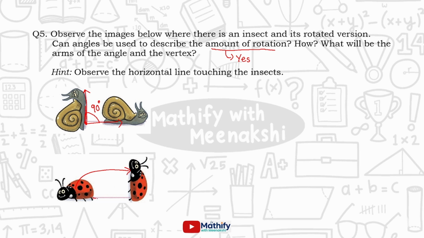Similarly, if you move this insect again clockwise like this, what will you get? Again, just see the angle between the horizontal line and the vertical line, and that's your vertex. They're asking what is the vertex? This is the vertex, and here also this is the vertex. And the angle is again 90 degrees. So they can give you any shape and ask for the angle. You just have to rotate the figure and check what the angle is. So in both cases, the angle is 90 degrees and the arms are the horizontal and vertical lines.